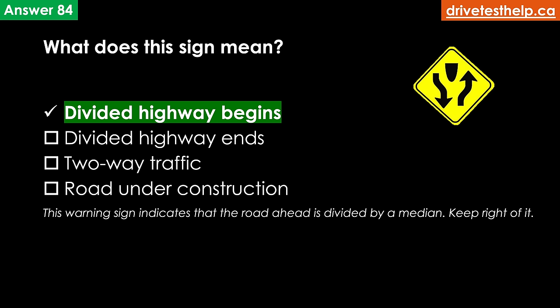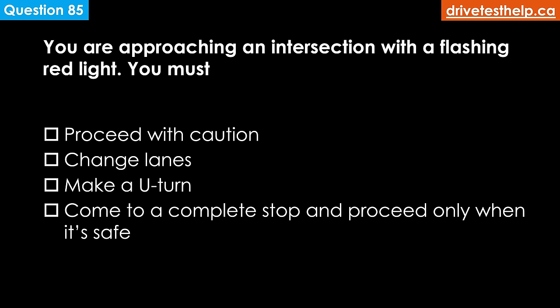Keep right of it. You are approaching an intersection with a flashing red light. You must: proceed with caution, change lanes, make a U-turn, or come to a complete stop and proceed only when it's safe. The correct answer: come to a complete stop and proceed only when it's safe.